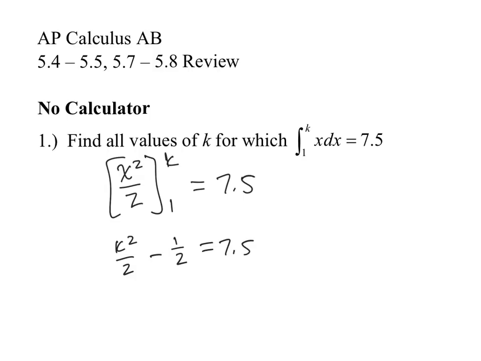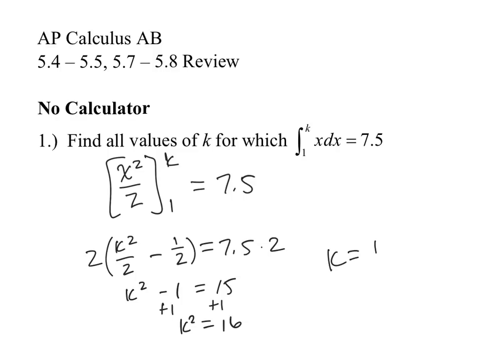Okay, and at this point, you might want to simplify this equation a bit. Remember, whenever there's an equation that involves fractions, you can always multiply through by a least common denominator and get rid of those fractions. So we're going to multiply every term on both sides by 2 to get rid of those fractions, and we'll have k squared minus 1 is equal to 15. Then we'll add 1 to both sides and get k squared is equal to 16. So our solutions then would be k equals plus or minus 4.